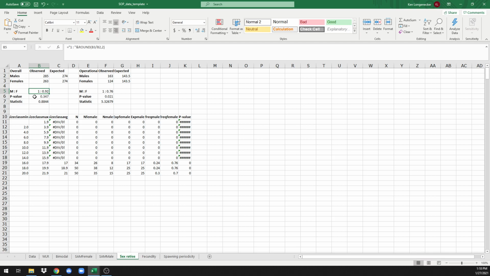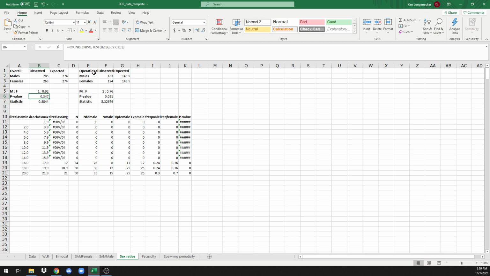Anytime that p-value is lower than 0.05, there's a significant difference. If it's higher than 0.05, which it is here, there is no significant difference. In other words, the chi-square test cannot tell the difference from 1 to 0.92 or 1 to 1, given the population that we've examined. Another thing we've thrown in here, sometimes journals like you to report it, is the chi-square statistic. But the key item here is whether or not this p-value is less than 0.05.